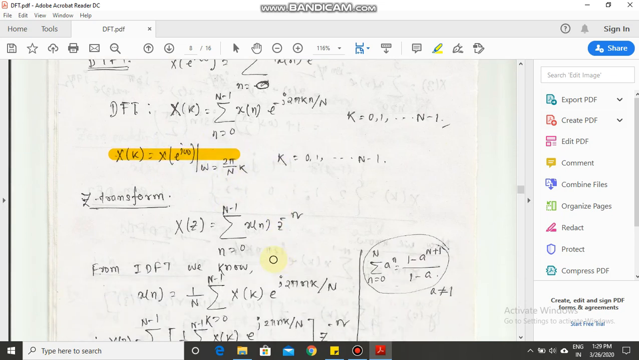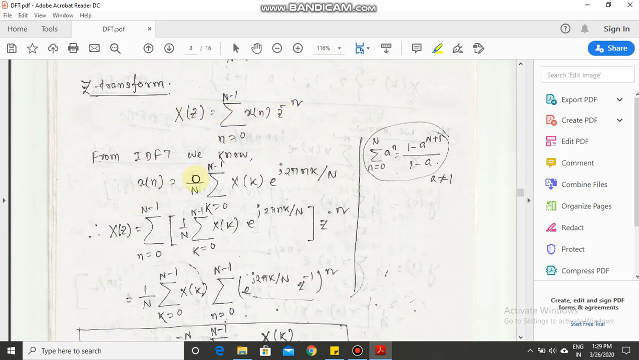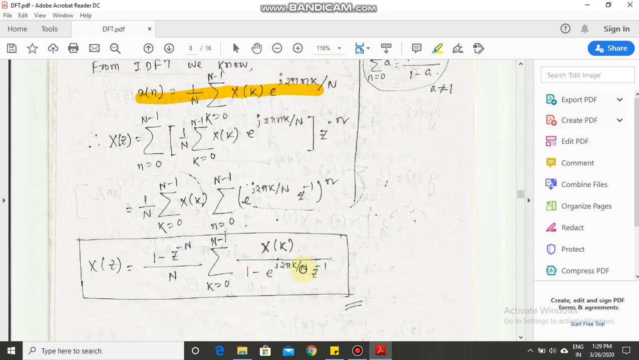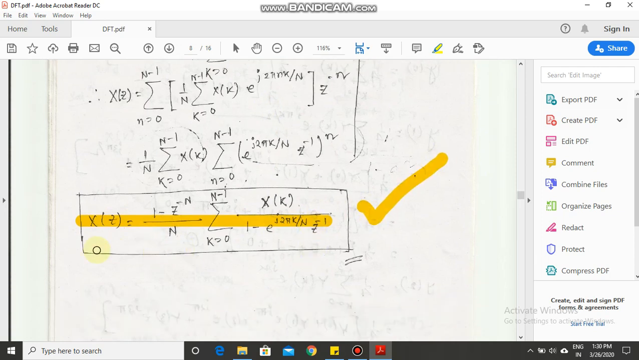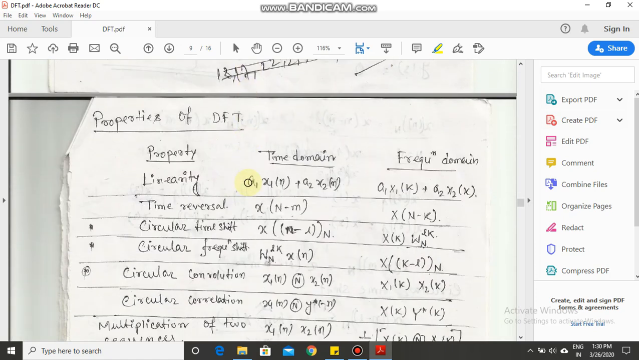Now the relation with the Z transform is this. We know the Z transform formula, and from the IDFT formula you can write down the value of x of n, and this value of x of n I have put directly into X of z, and this is the relation we got in the case of the Z transform. So this is the relation with the Z transform. You please go through that. These are very simple things. You please go through that.